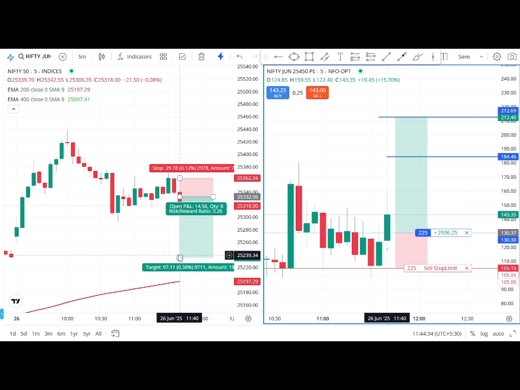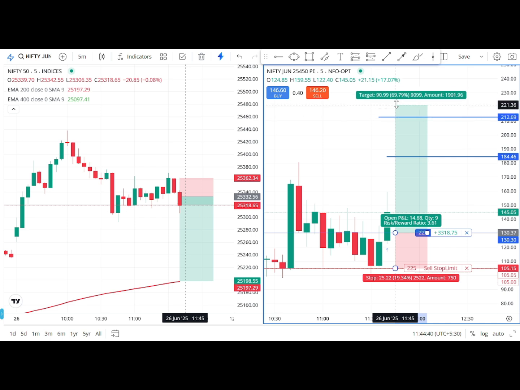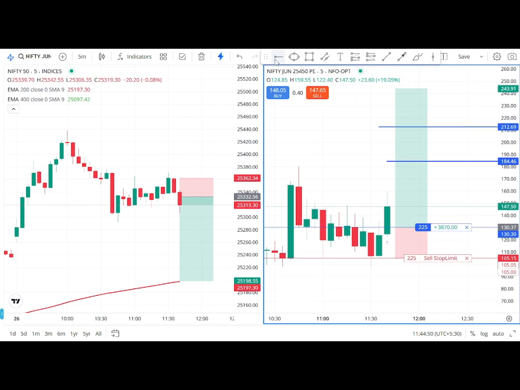Okay, the target is going to be the 200 EMA. The reason behind it: the 200 EMA is going to be the target. So once I place one more horizontal line to confirm, I am deleting this one.